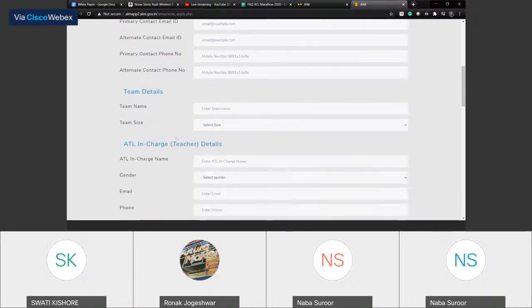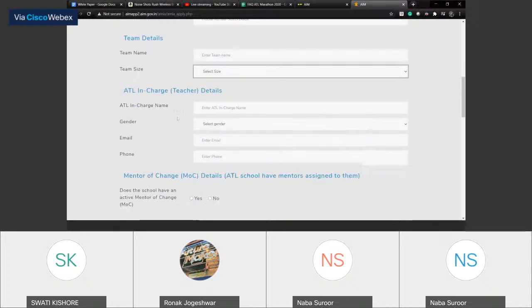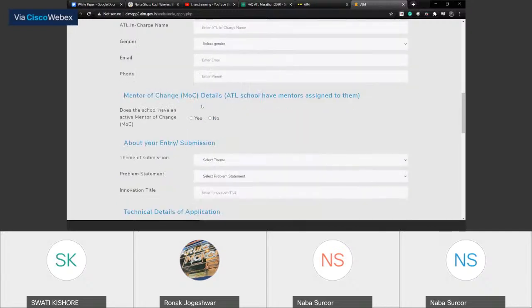Team details: definitely give a name to your team, and just mention your team size, 2 or 3 students. The ATL in charge is also an integral part of your team, so please do add their details as well. And the mentor of change, if you have them, you can add their details as well.